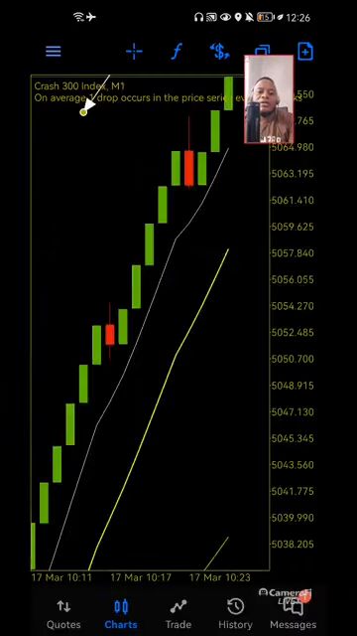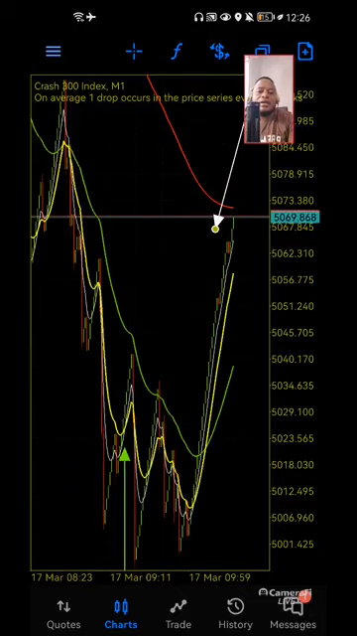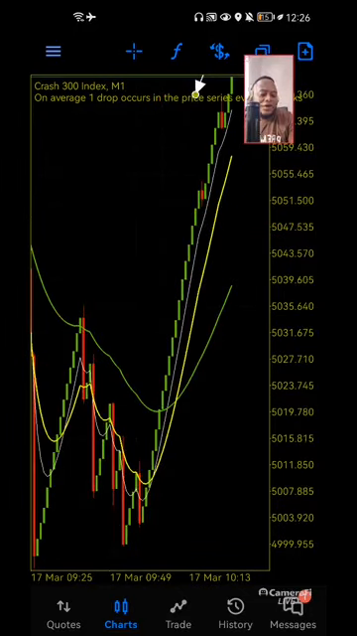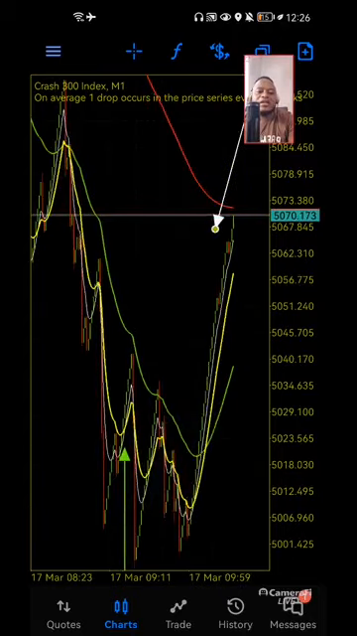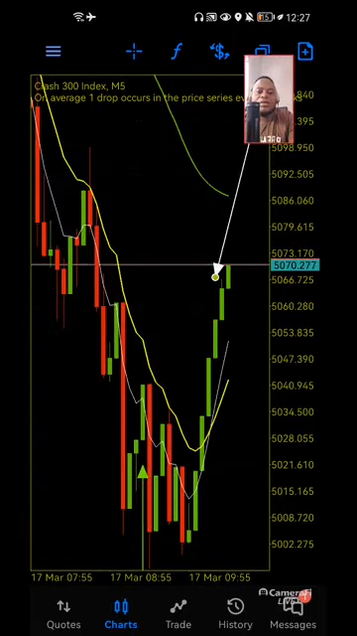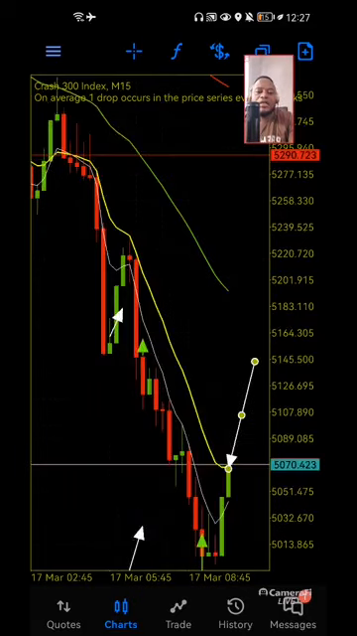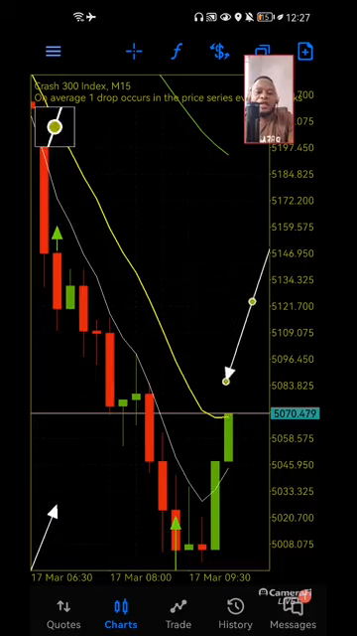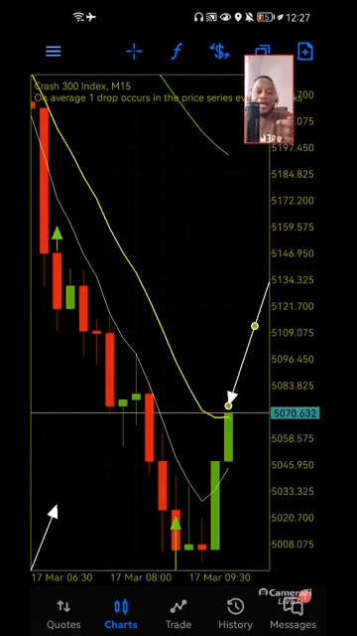I'll be telling you that within 4 minutes we are expecting a spike. Yes. Because what's happening? Let's check our M15. This is our M15 exactly on the yellow line. That's why in 4 minutes or so you'll be expecting your spike there.